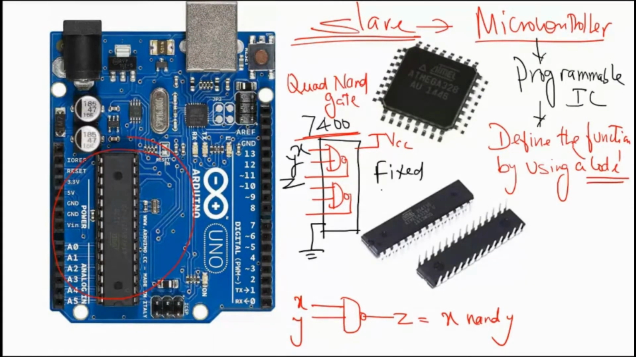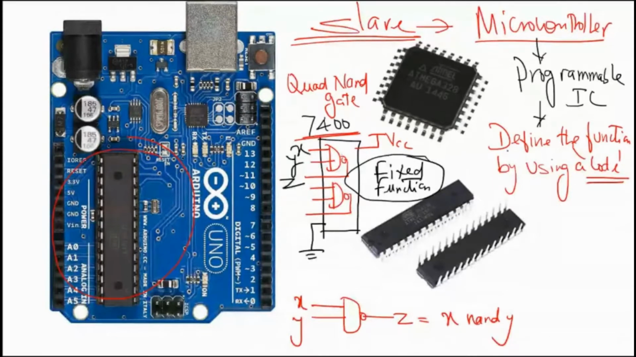Why is it called a fixed function IC? The functionality of the IC cannot be changed. It is always going to do only one thing. What is that? It performs the NAND operation of the two inputs. This is called a fixed function IC.